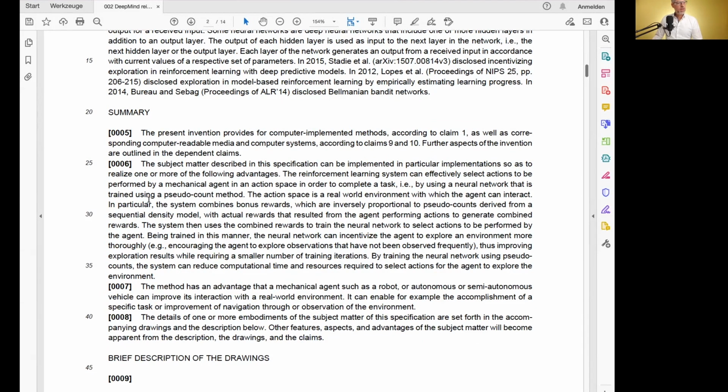But then in the summary, they reveal what the real gist of the invention is. For example, they say that the system combines bonus rewards, which are inversely proportional to pseudo counts derived from a sequential density model, with actual rewards that resulted from the agent performing actions. The invention then uses the combined rewards to train the neural network. And this way, the neural network can incentivize the agent to explore an environment more thoroughly. So that's the backstory of the technology underlying this invention.